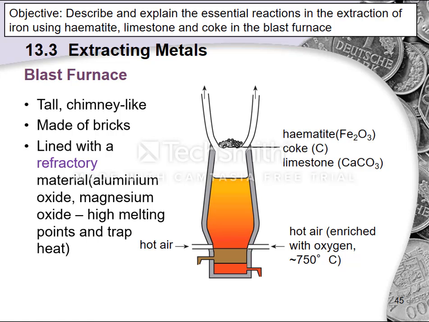Now you can see that from the top, hematite, which is iron 3 oxide. First, hematite is iron 3 oxide, Fe2O3, and hematite is not a pure substance. It's not a compound itself, but an ore. Ore consists of iron 3 oxide and rocks and sands and so on.